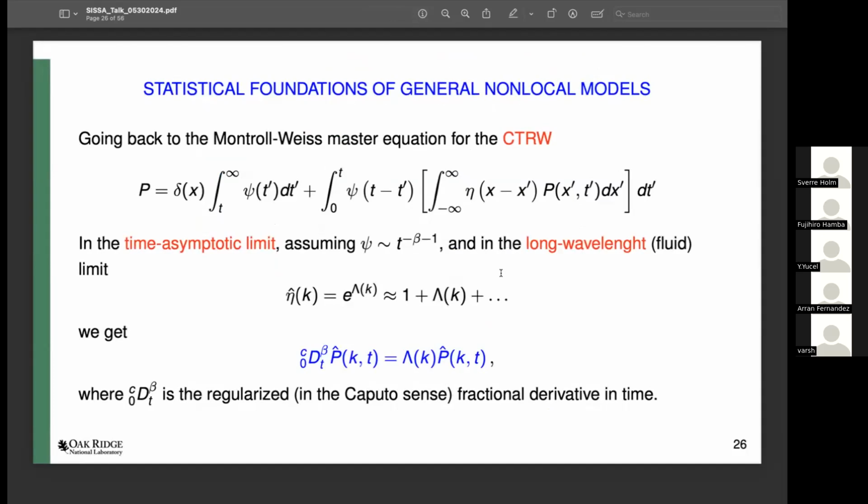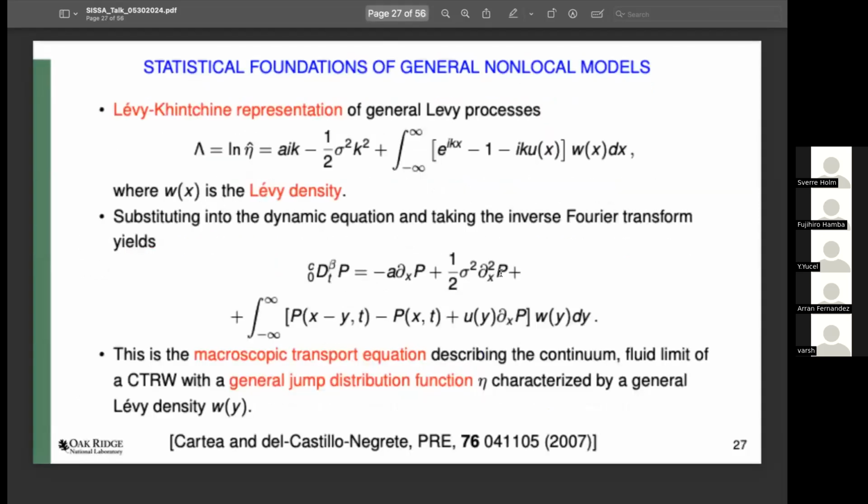This is a little bit of a review, and we don't have time to go through the detail, so I invite you to look at this reference. What we realized here is the following. Fractional derivatives are consequences of assuming that the underlying stochastic process is a Levy alpha-stable process. But in reality, stochastic processes are more general than alpha-stable processes.